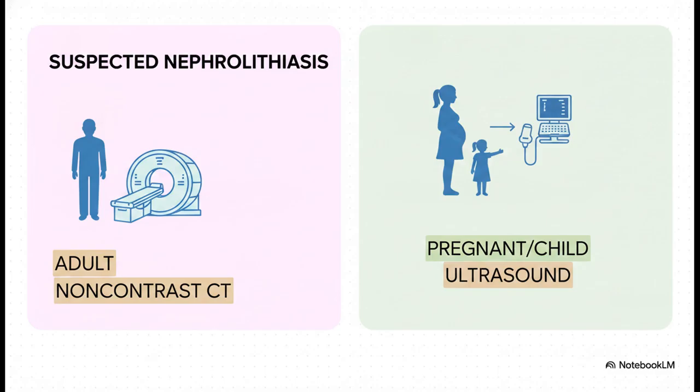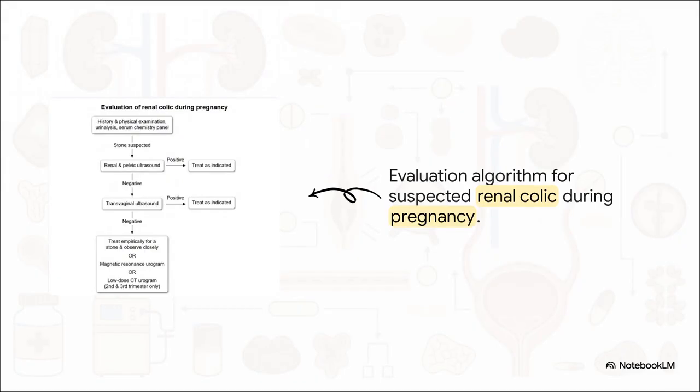Now, for your standard non-pregnant adult, a non-contrast CT is the absolute gold standard diagnostic test. But if you're dealing with a child or a pregnant patient, a renal and bladder ultrasound is mandatory to spare them the radiation exposure. Speaking of pregnancy, if a pregnant patient comes in with suspected renal colic, you always begin with a renal and pelvic ultrasound.